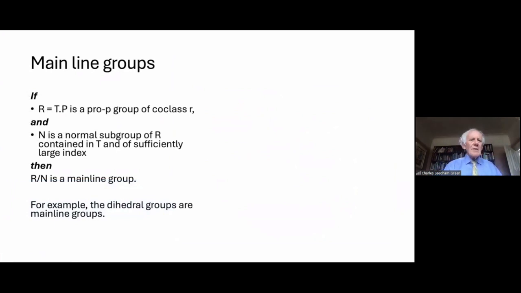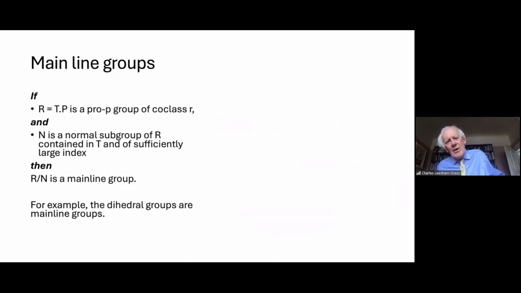Yes. So, a mainline group. The easiest way to construct a finite p-group of co-class r is just to take one of these pro-p groups and divide something out. They are all going to be extensions of a lattice T by a finite p-group that acts uniserially on it. And so they're all of that form.